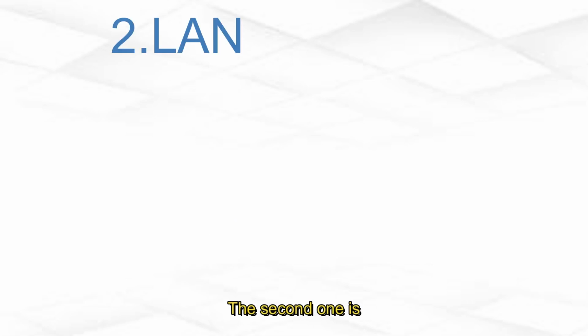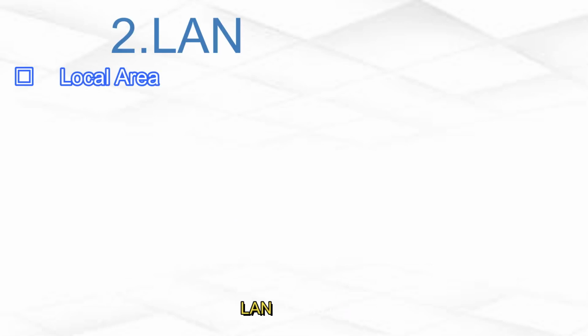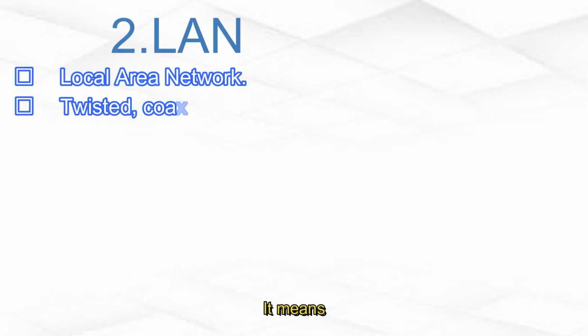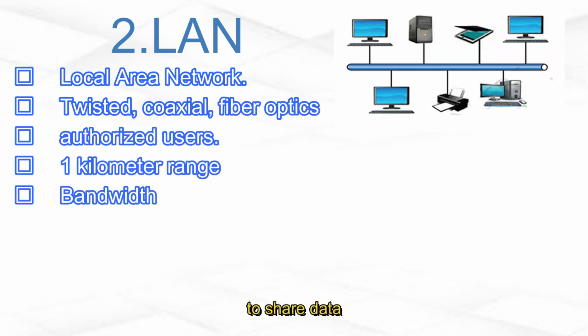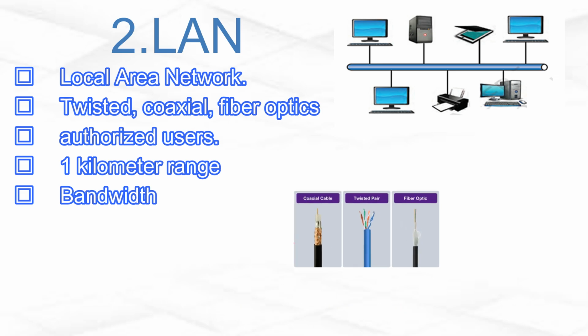The second one is LAN. LAN stands for local area network. It means connecting a number of computers in a room or building to share data is called a LAN. To connect the computers in a LAN, we can use different types of cables: twisted pair cable, coaxial cable, and fiber optic cable.